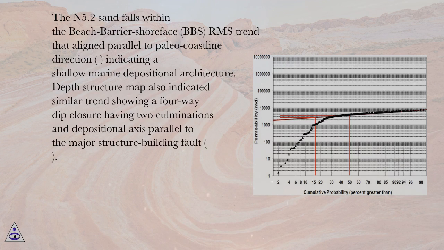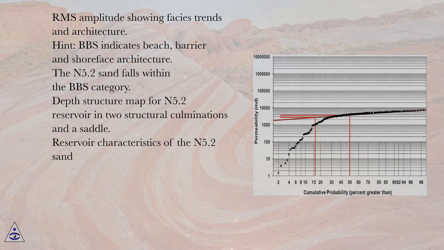The N5.2 sand falls within the beach barrier shoreface, BBS, RMS trend aligned parallel to paleo coastline direction, indicating a shallow marine depositional architecture. Depth structure map also indicated similar trends, showing a four-way dip closure having 2 culminations and depositional axis parallel to the major structure building fault. RMS amplitude showing facies trends and architecture.